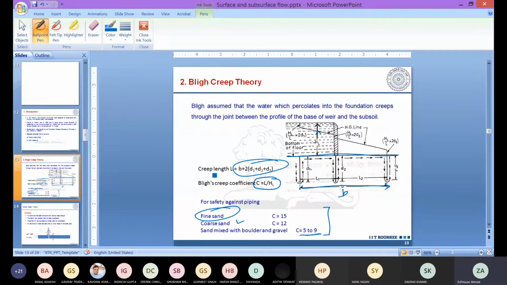But the point I discussed with you regarding the drawbacks, the concept that is not given by Bligh: he just assumed that the loss per unit length remains the same, whether in the upstream or the downstream, or whether the flow is going in the downward direction or the upward direction. So have you understood this?